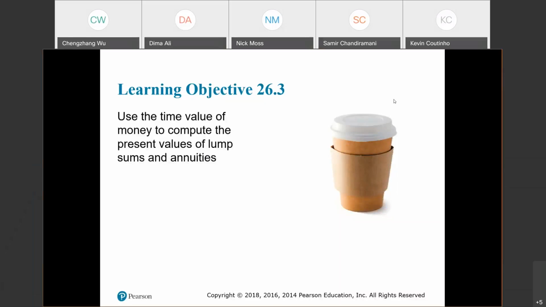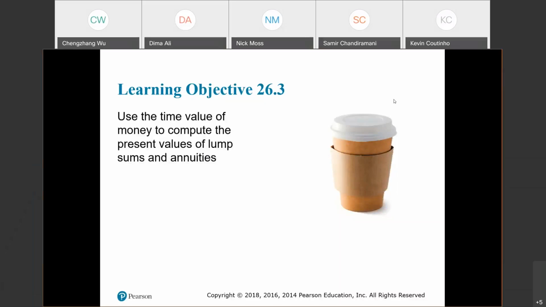So in the last class, I introduced two approaches to help the managers to make capital investment decisions. However, as I introduced, the two methods introduced in the last class ignore the time value of money.